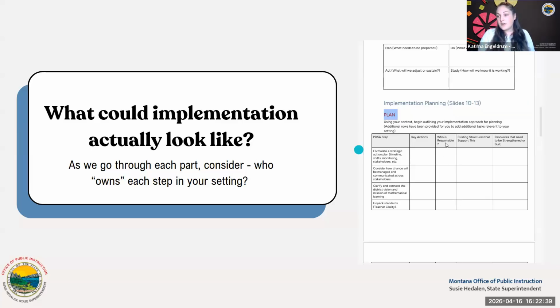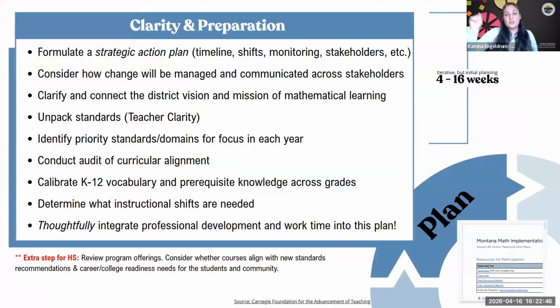So there's this middle column that says who's responsible, who owns this work. As we go through, if you could just jot some ideas of who might be responsible for that in your building, we will discuss it in just a moment. The first part of this is planning. And I wrote down some action steps. You do not have to stick fiercely to this list. You also can add whatever you need to. This is meant to be flexible, but give people a starting point.